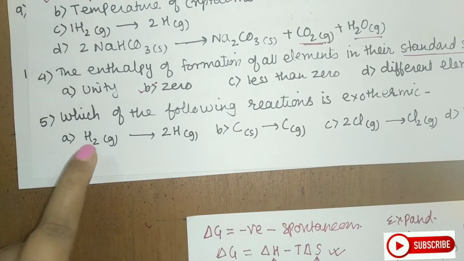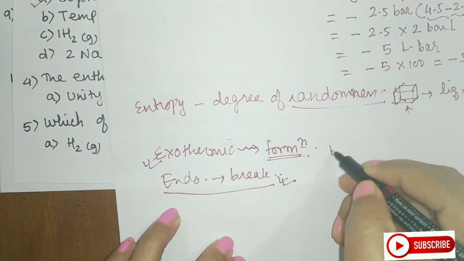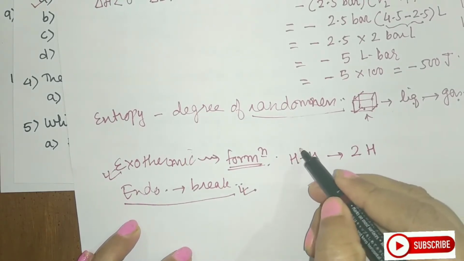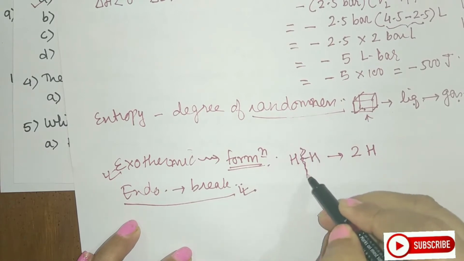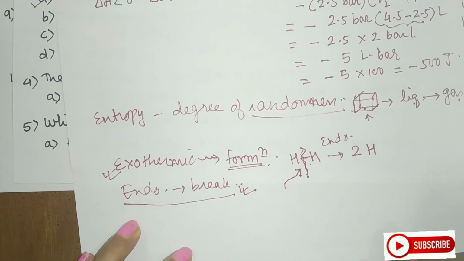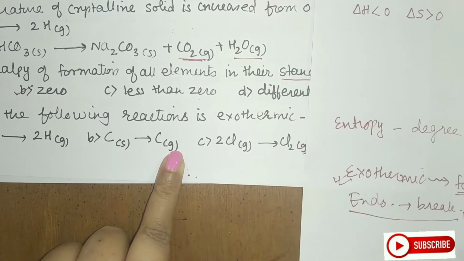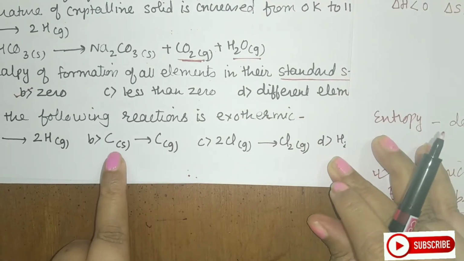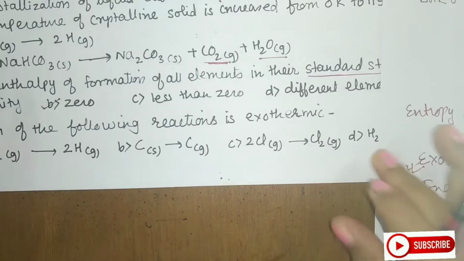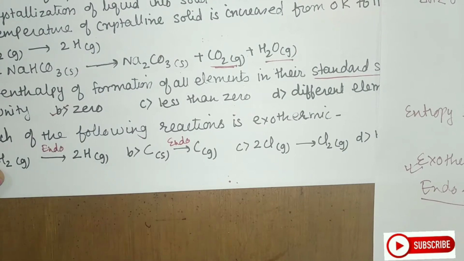If you see this, hydrogen is getting converted to H, meaning the hydrogen molecule is getting converted to atoms. What has happened? This bond is broken. To break this bond, energy is required to be supplied. So this is an endothermic reaction. See the next one. Carbon solid is getting converted to gas. Whenever the physical state changes from solid to liquid or liquid to gas, you need to supply energy. So this is also an endothermic reaction.